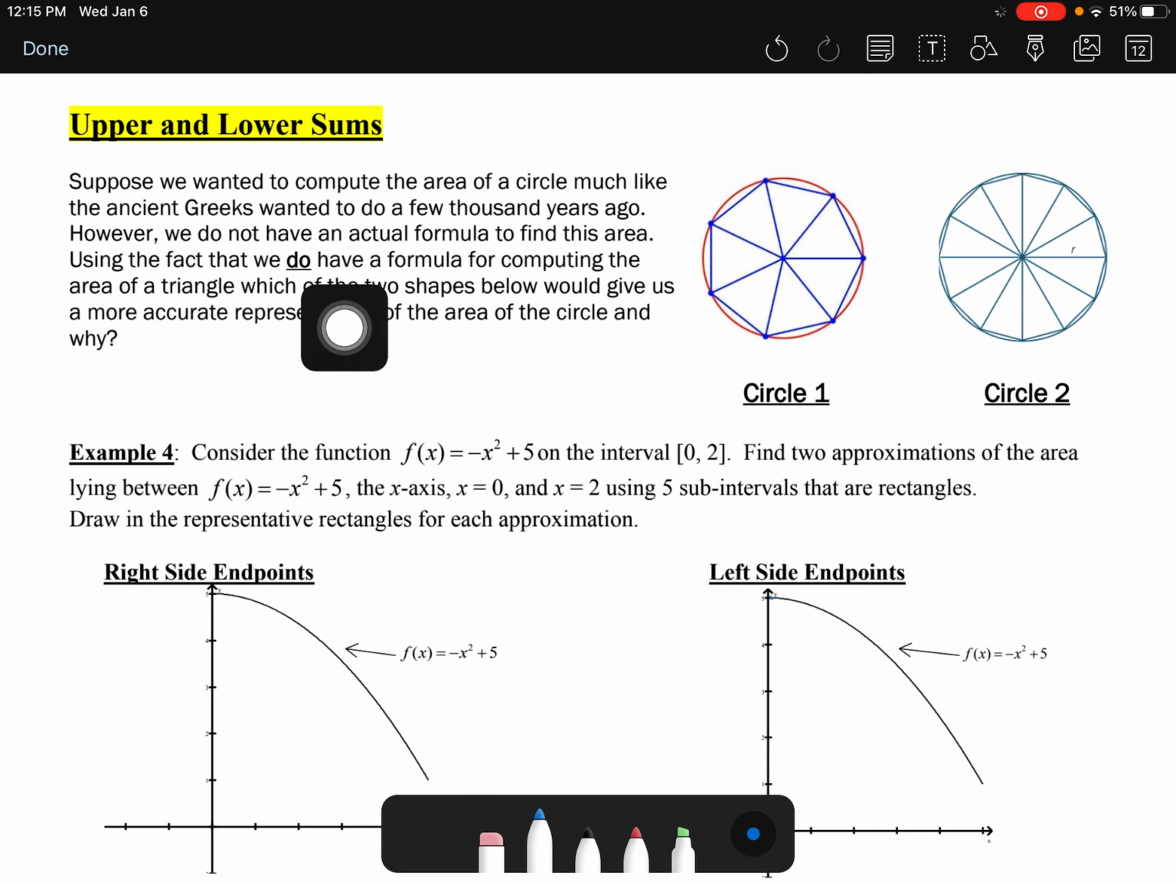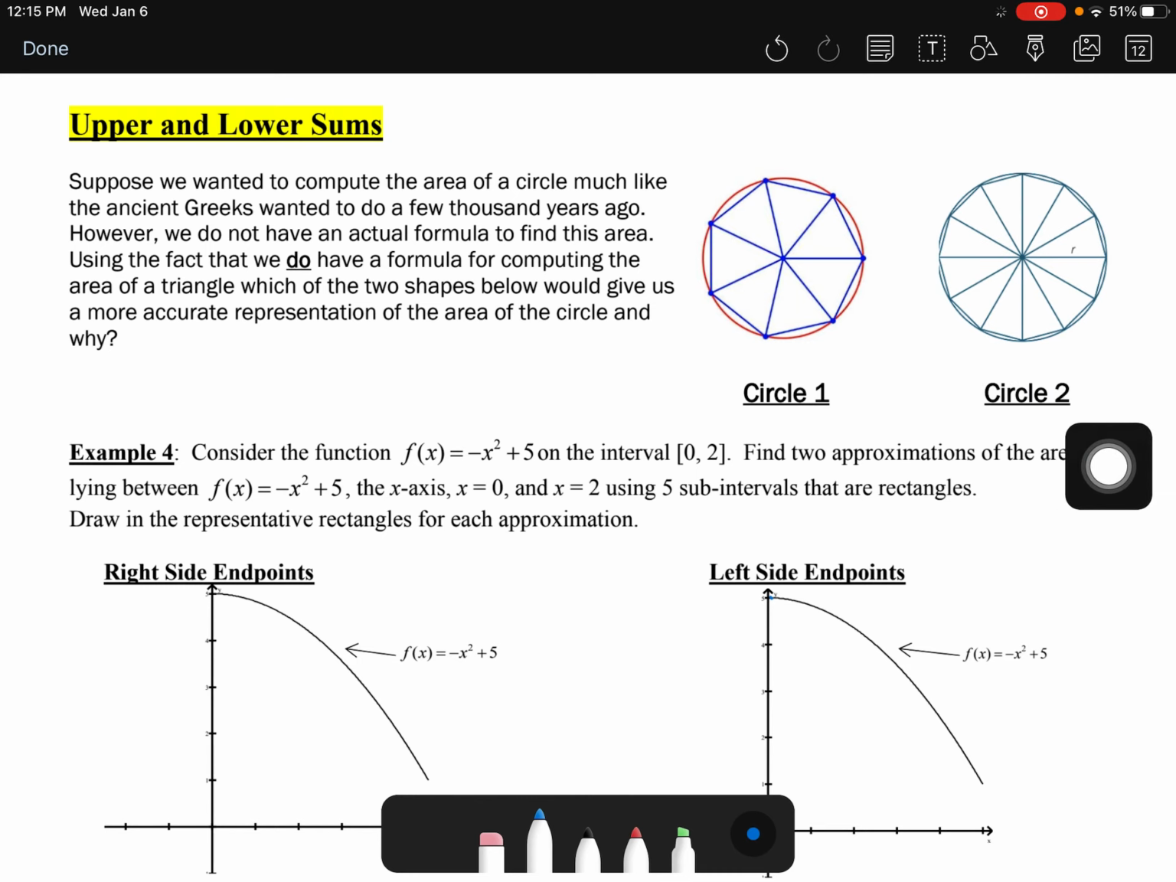So it says, using the fact that we do have a formula for computing the area of a triangle, which of these two shapes would give us the more accurate representation of the area of the circle, and why? Well, I'm not going to calculate these out, but clearly I think you could probably see that circle 2 is going to give us a more accurate area of our circle, because the more triangles we draw in there, the more closely this polygon approximates the actual circle.